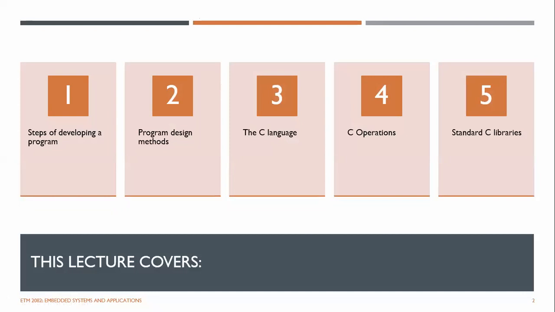We're starting from the steps of developing a program. It is a program for a microcontroller. And there are some ways of designing a program. So there are standard ways rather than just starting from scratch and just coding, and that's not the way it should be. So there are standard ways, so we are following the standard ways. And then we move into the basics of the C language.